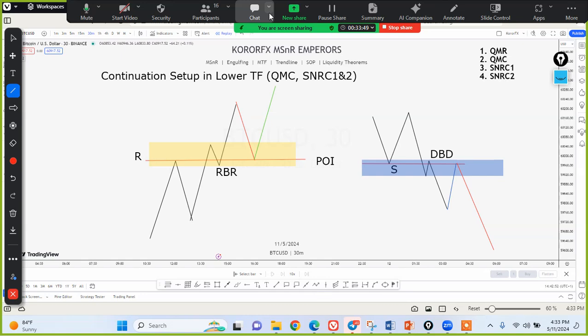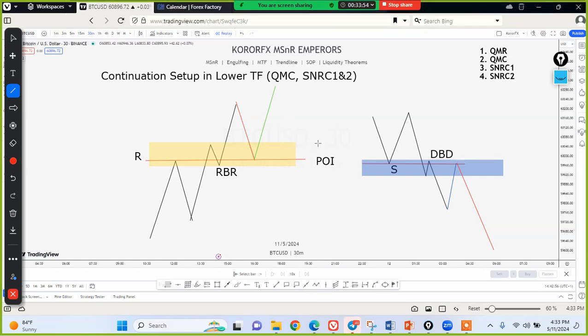So now we have to learn about SNRC2. Okay, SNRC2, how does it look like? Oh, sorry.